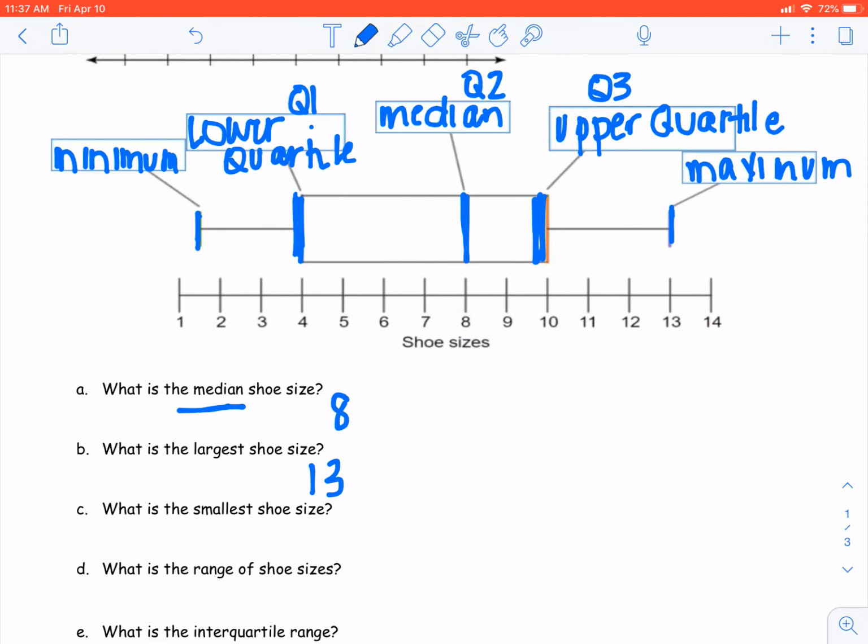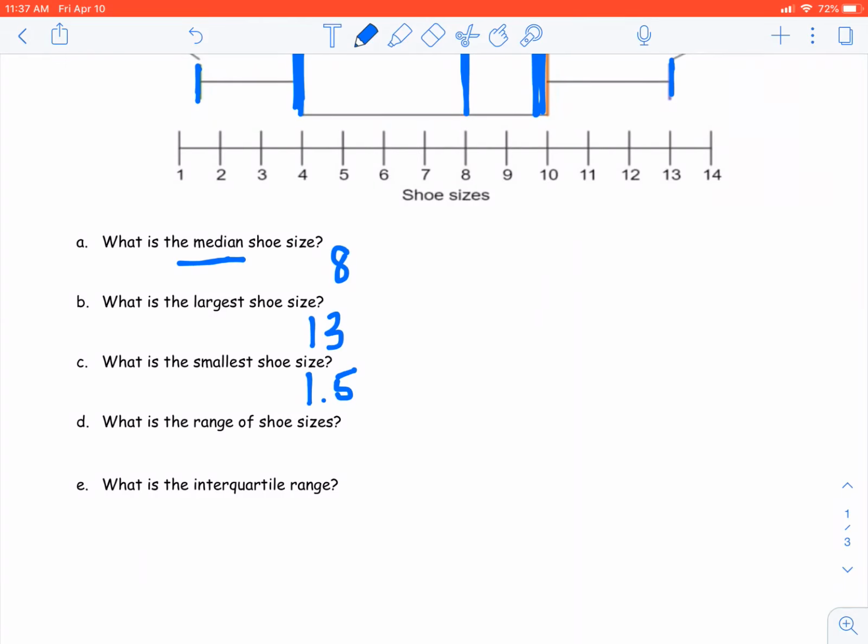What is the smallest? The smallest is going to be your left-hand side. Now this kind of comes down right in the middle of 1 and 2. So I would say a 1.5 would be the smallest shoe size. What is the range? Now remember, range is the highest minus the lowest. So if we found the highest was 13, and we're going to subtract the lowest, so 1.5, 13 minus 1.5, remember that's going to be 11.5.